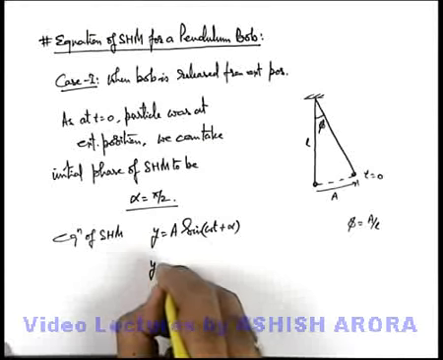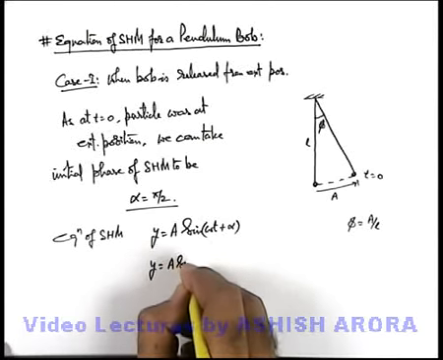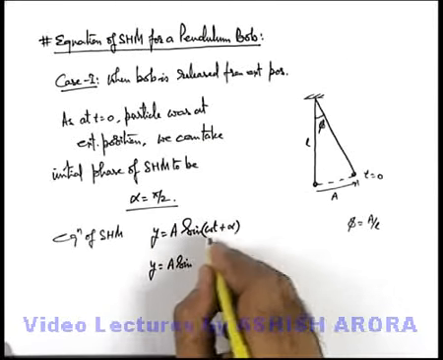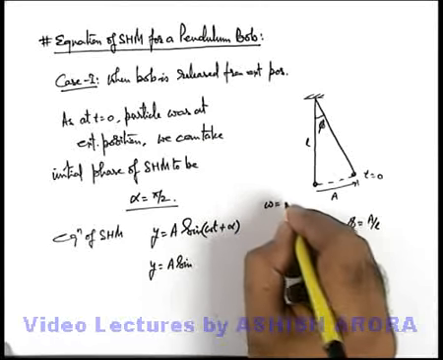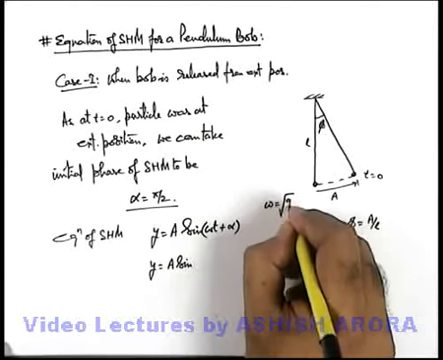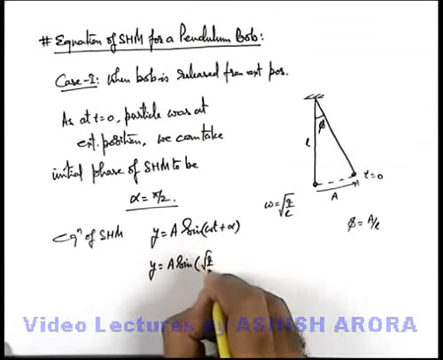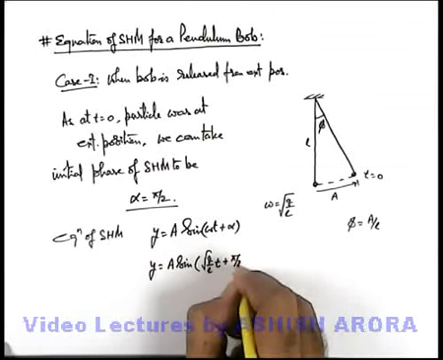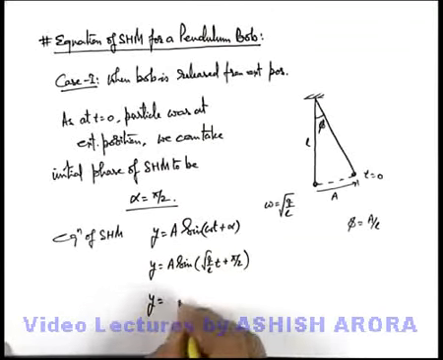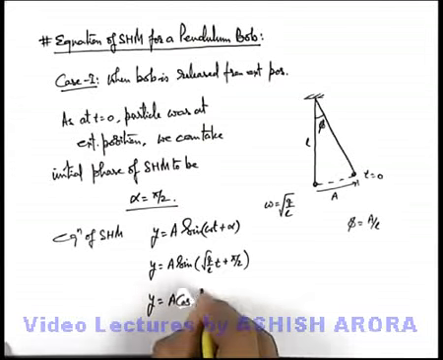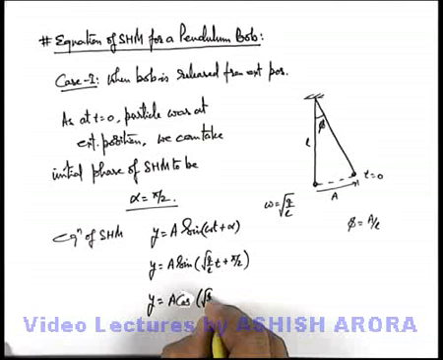Here amplitude A is given to us, sine of alpha we take as pi by 2, and omega we already analyzed that it is given as root of g by l. So the expression will be root g by l t plus pi by 2. So the final equation of SHM will be A cos of root g by l into t.